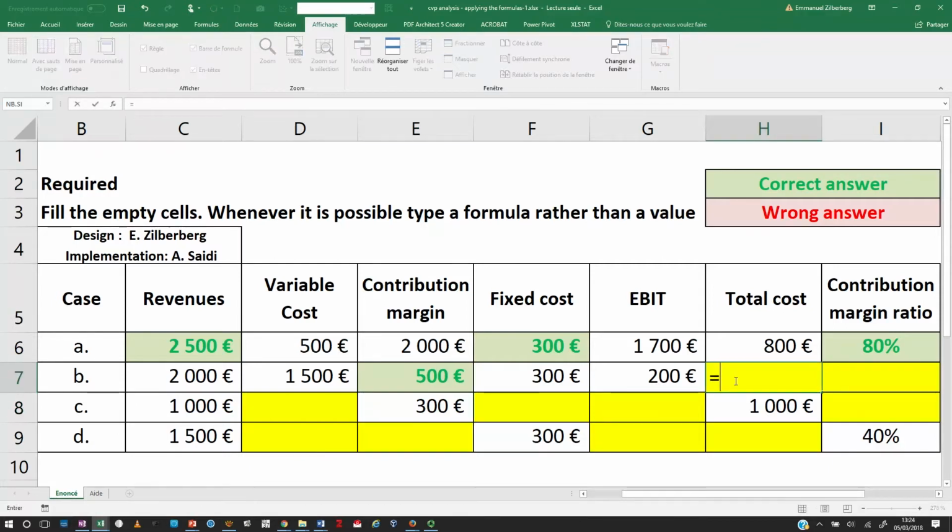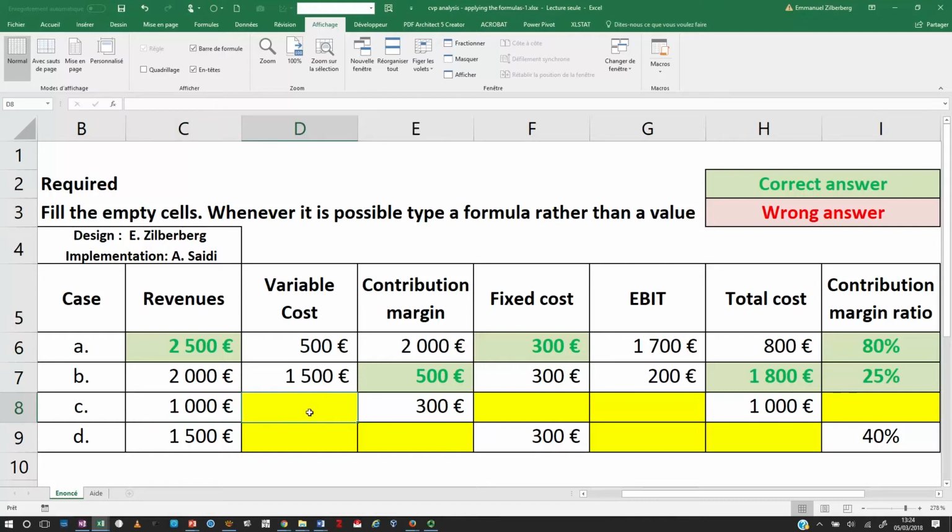Then, second row, the contribution margin, that's the revenues minus the variable cost. So that's 500. If the fixed costs are 300, we get an EBIT of 200. The total cost, that's the variable cost plus the fixed cost. So the total cost, that's 1,500 plus 300, that's 1,800.